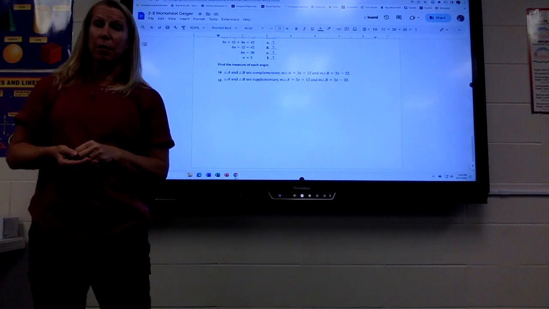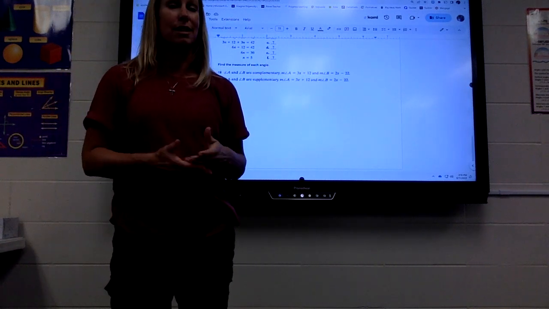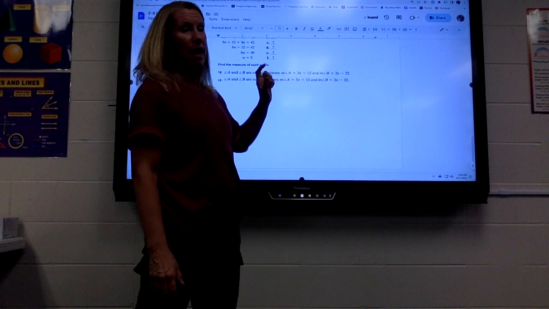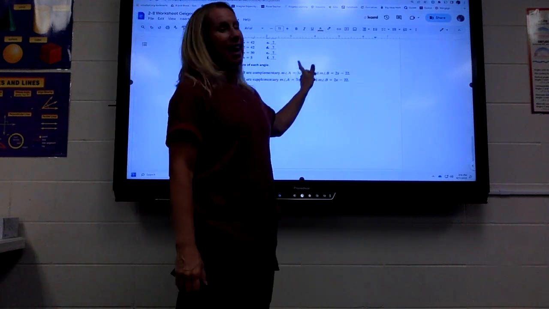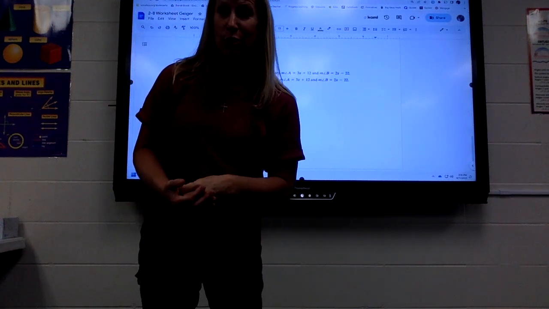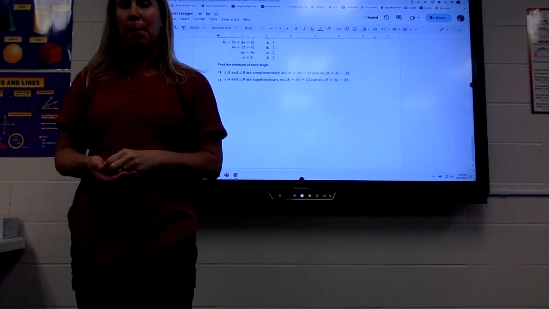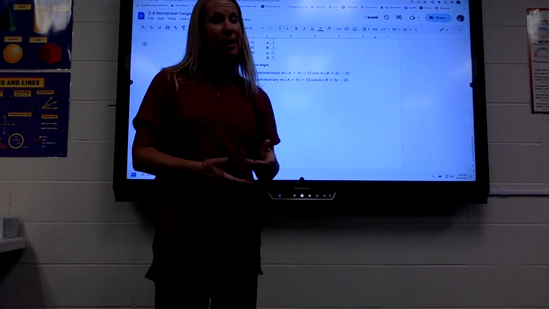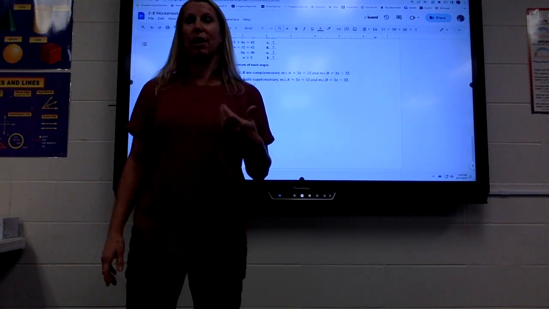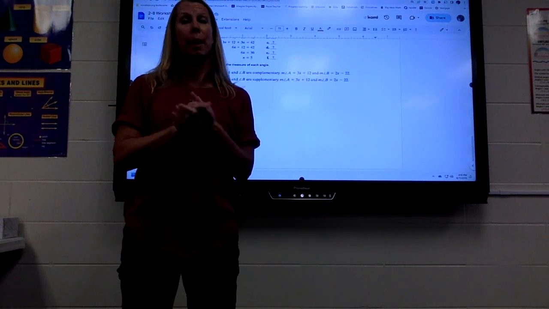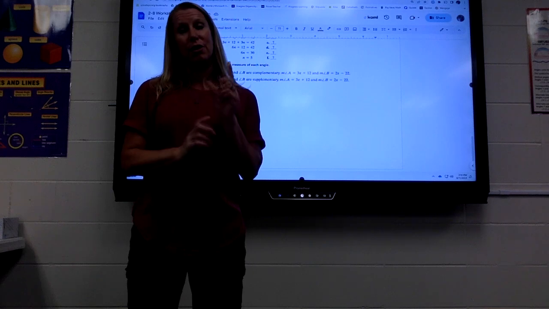Remember that complementary angles add to 90. So you will add A and B together and put it equal to 90. And then on number 19, supplementary angles add to 180. So you will add A and B together and put it equal to 180. So combine like terms, add them together, solve for x.